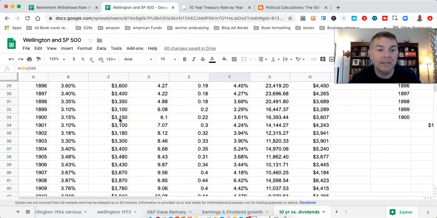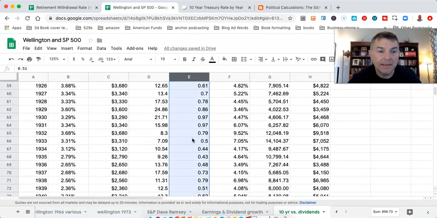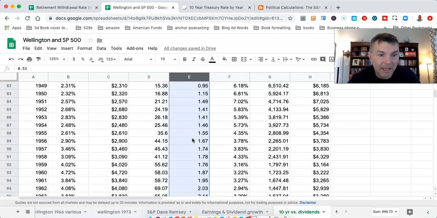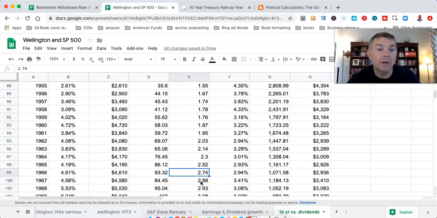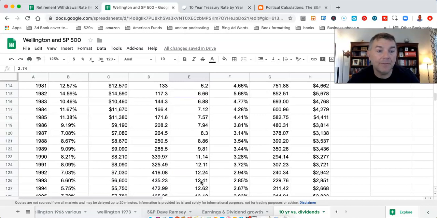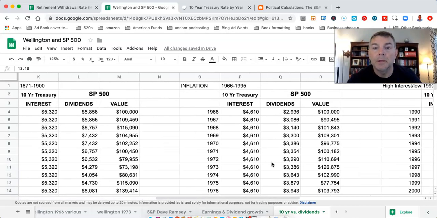So if we go back to 1966 and look at the dividend amount, we had $2.74 a share, and we go to 1995, it ended with $13.18 a share. So the actual dividend increased by 500%. Five times, and that's the benefit of the rising dividends. All right, so let's keep going.